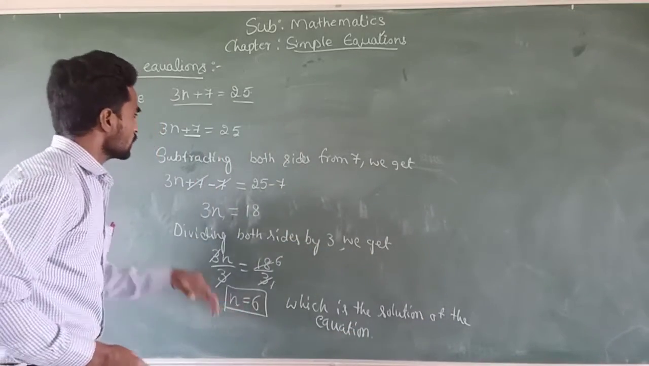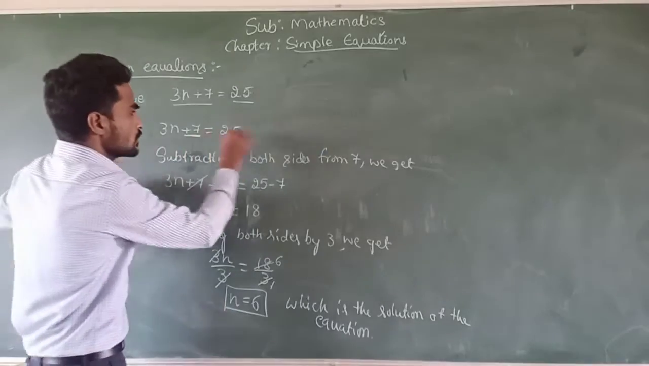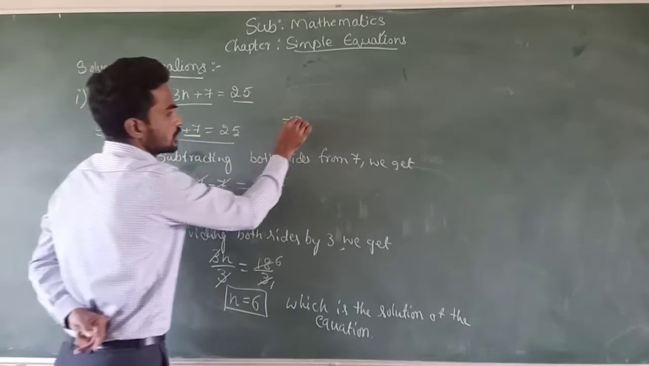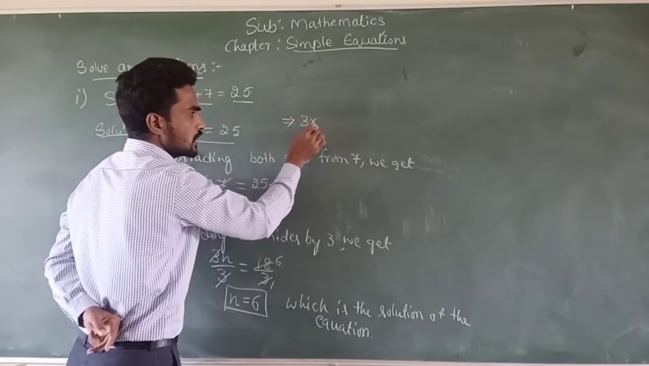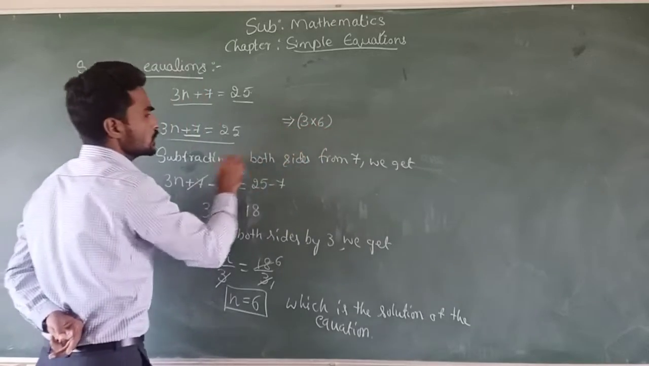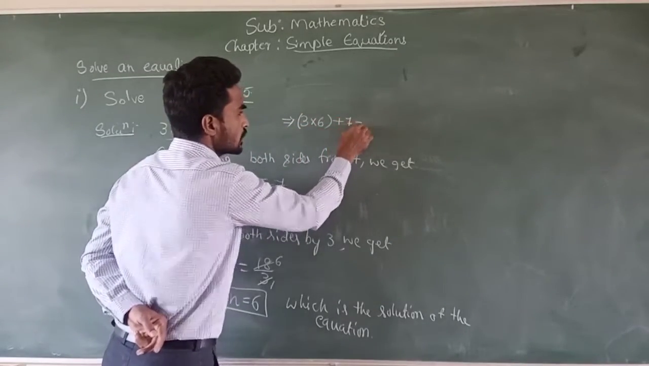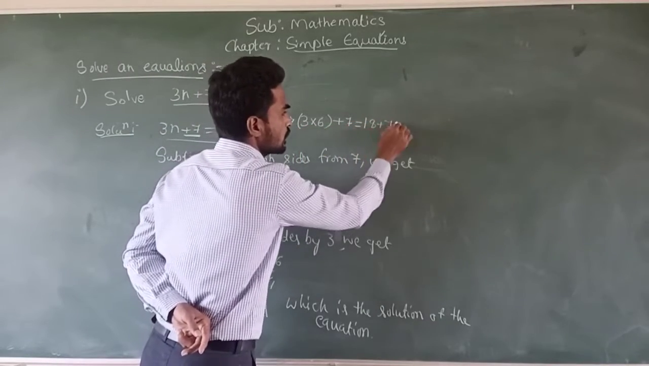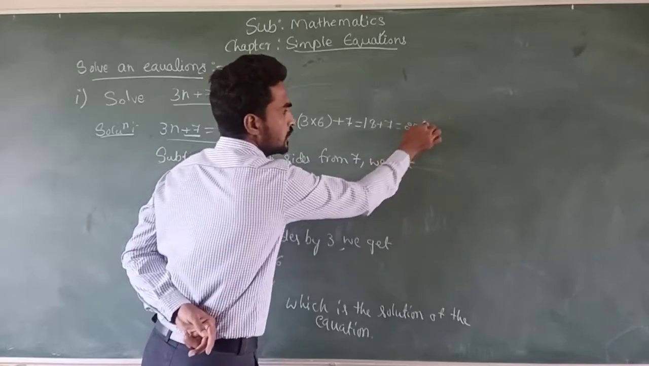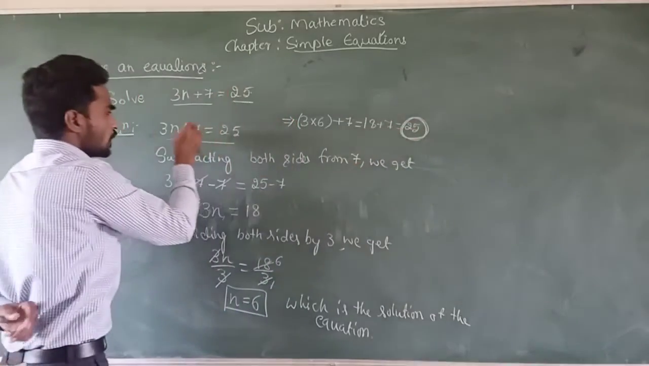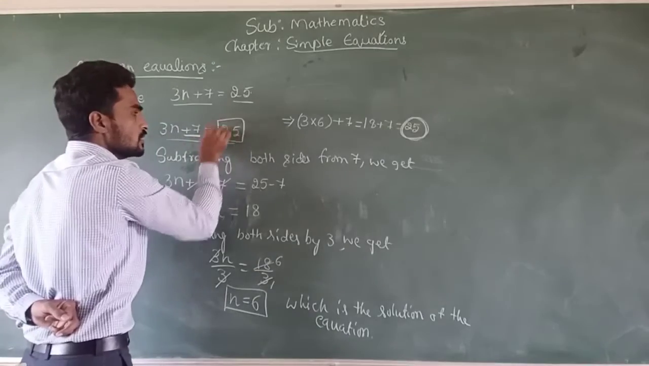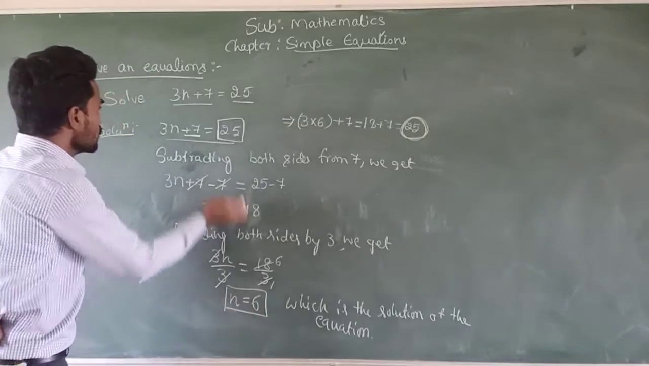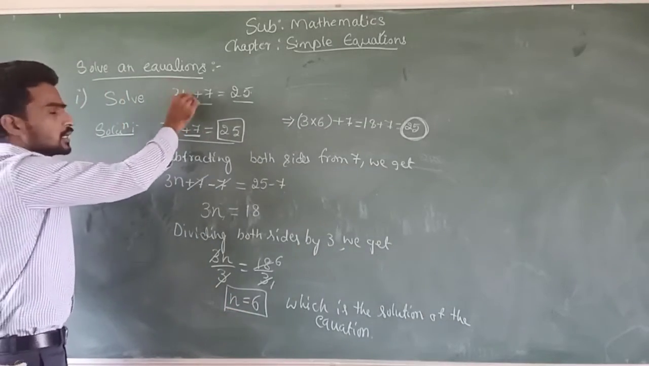Is this answer right or wrong? Let us check it. Substitute in the equation. On the LHS, we have 3n, and in place of n we substitute 6. 3 into 6 plus 7 is equal to 18 plus 7, that is equal to 25. Now if we put n is equal to 6, it satisfies the RHS. Therefore, n is equal to 6 is the solution of the given equation.